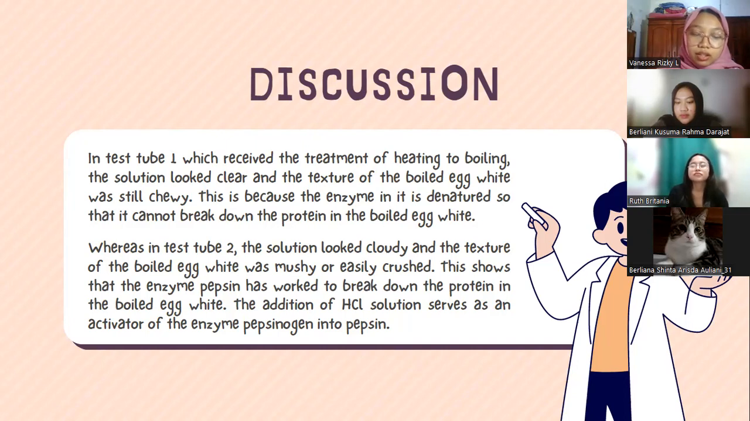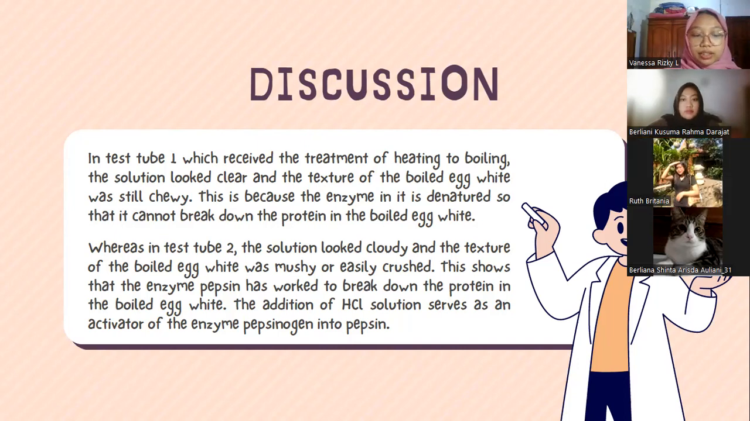The meaning is boiled egg whites cannot be decomposed because the pepsin enzyme that has been boiled first is denatured, so that enzyme damage occurs and it cannot work optimally. Whereas in test tube 2, the solution looked cloudy and the texture of the boiled egg white was mushy or easily crushed. This shows that the enzyme pepsin has worked to break down the protein in the boiled egg white. The addition of HCl solution serves as an activator of the enzyme pepsinogen into pepsin.